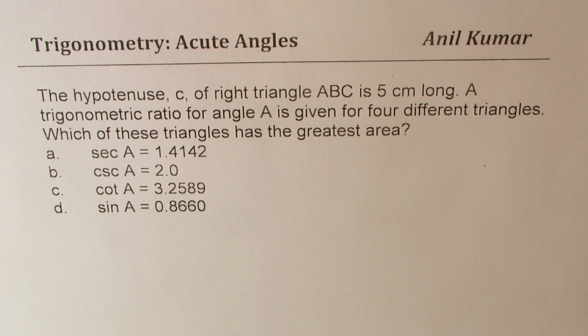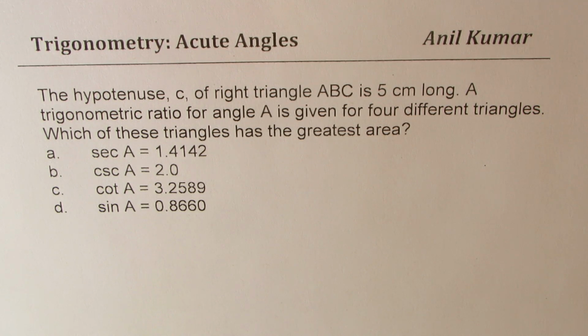I'm Anil Kumar sharing with you a multiple choice test question based on area of triangles trigonometry. The hypotenuse C of right triangle ABC is 5 cm long. A trigonometric ratio for angle A is given for 4 different triangles. Which of these triangles has greatest area?